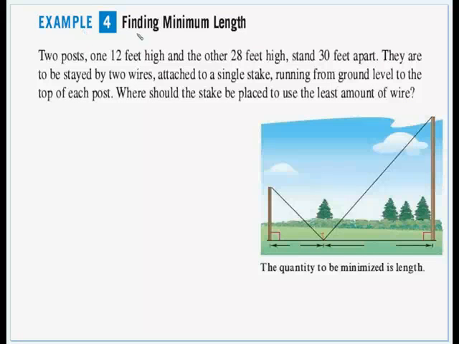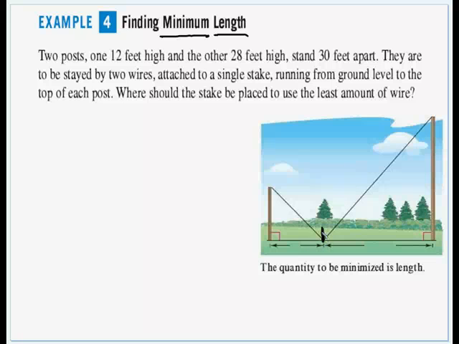Okay, here in example 4, we're going to find minimum length. 2 posts, one 12-foot high and the other 28-foot high, stand 30 feet apart. They are to be stayed by 2 wires attached to a single stake, running from the ground to the top of each post. Where should the stake be placed to use the least amount of wire?